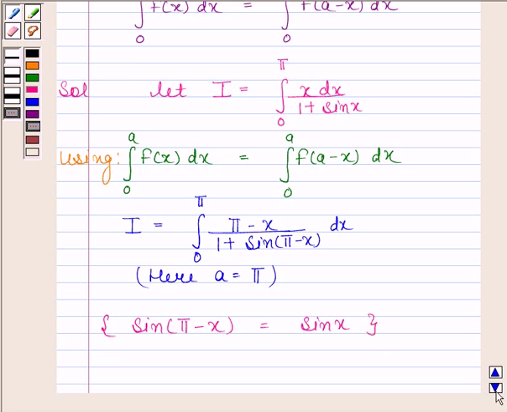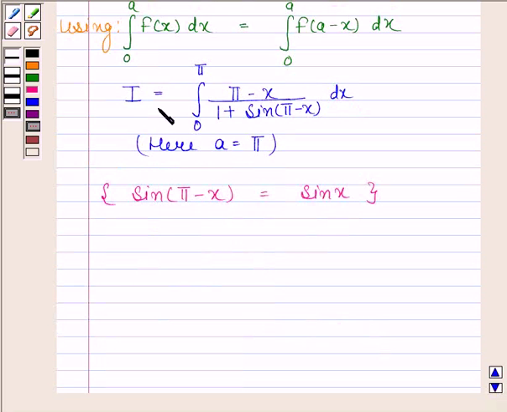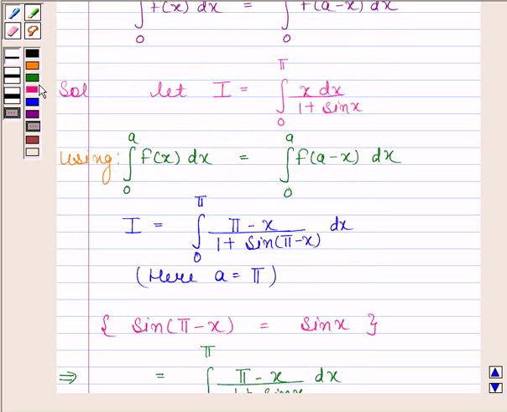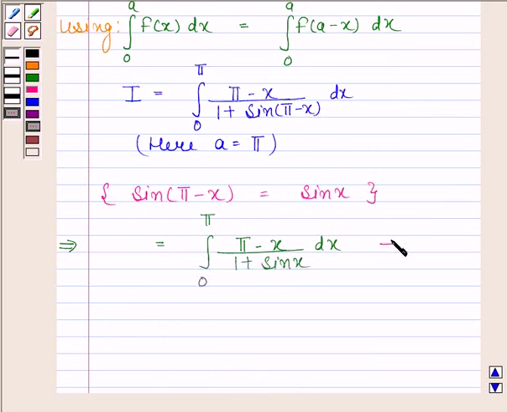So I equals integral of pi minus x by 1 plus sine of pi minus x from 0 to pi, which implies I is equal to integral of pi minus x upon 1 plus sine x from 0 to pi. Let's name this equation as equation number 1, and this as 2.